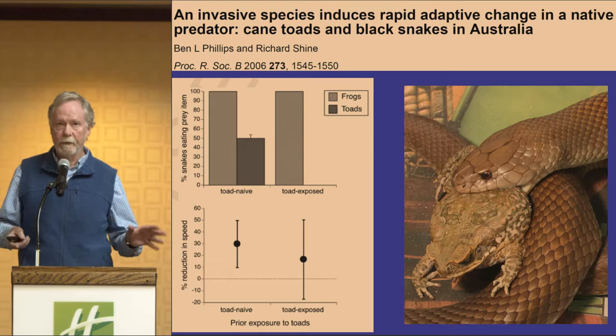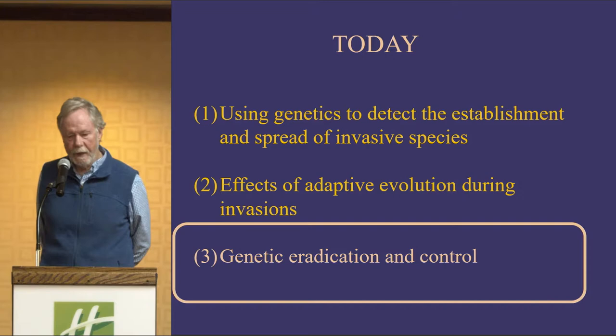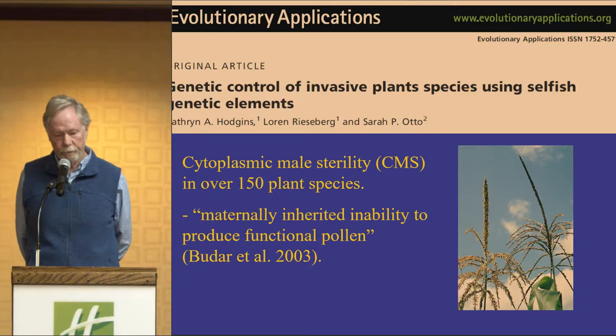So there's selection going on as the cane toads spread across Australia. So the final thing I want to talk about is genetic eradication and control. So how can we use genetics directly to reduce the spread? A number of people have thought about this problem from a genetic perspective.